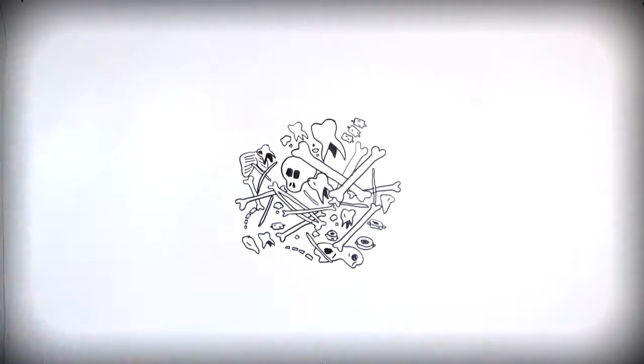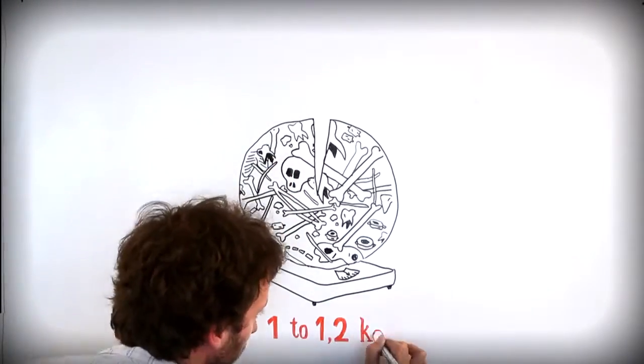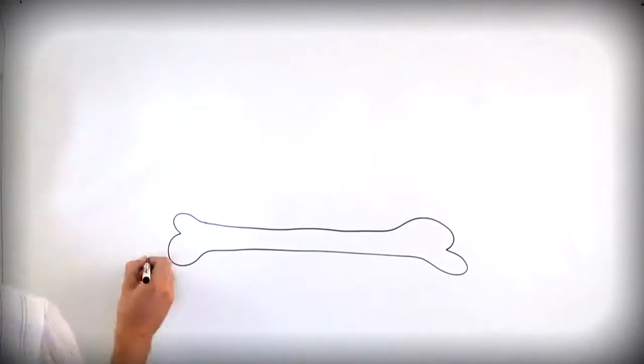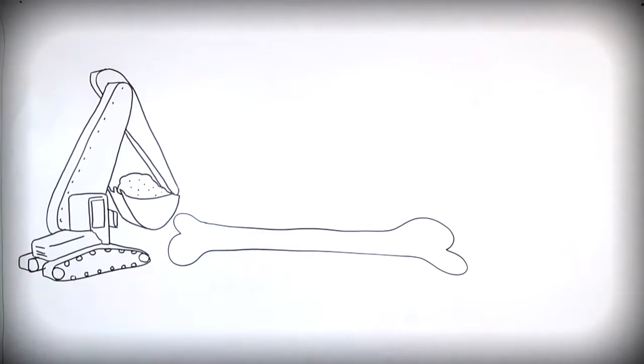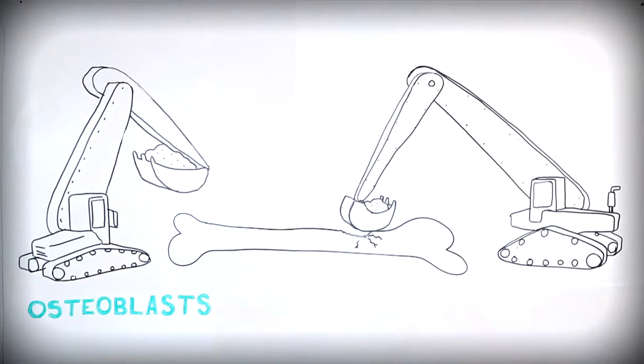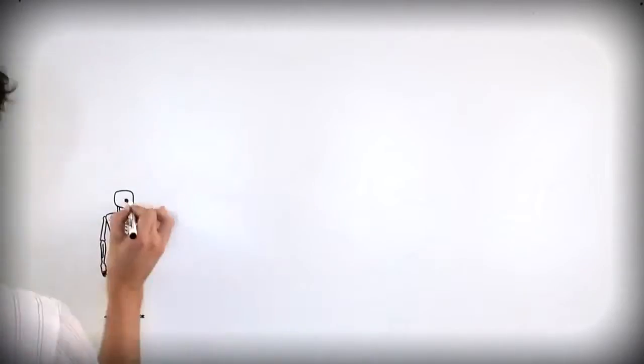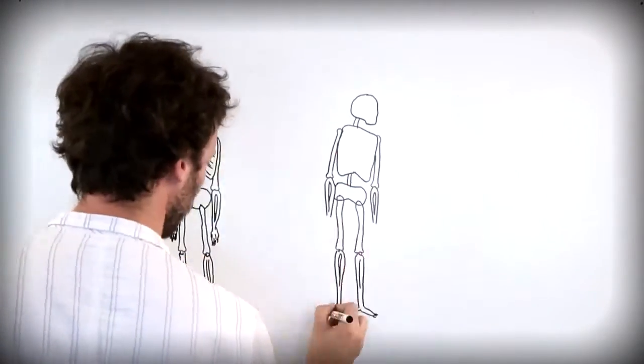99% of calcium in the body is integrated in the structure of our bones and teeth, totaling 1 to 1.2 kilograms. The skeleton must be seen as a dynamic organ that is constantly renewed and balanced between synthesis by cells called osteoblasts and resorption by cells called osteoclasts. It is so dynamic that the whole skeleton is renewed 3 to 4 times during a lifetime.